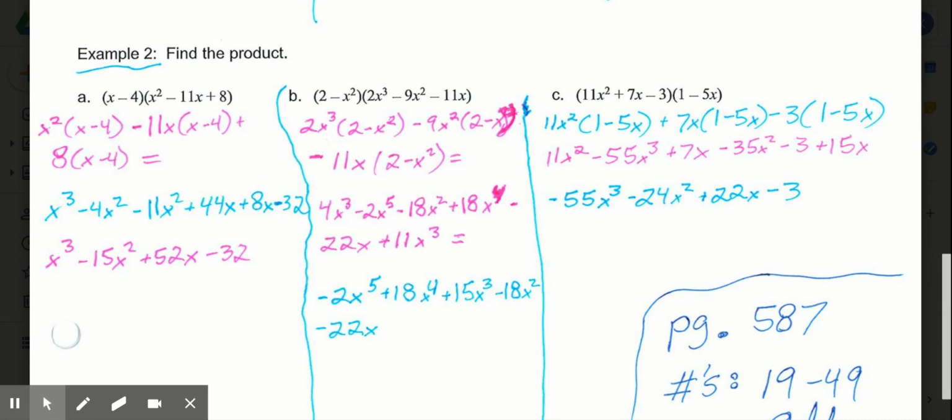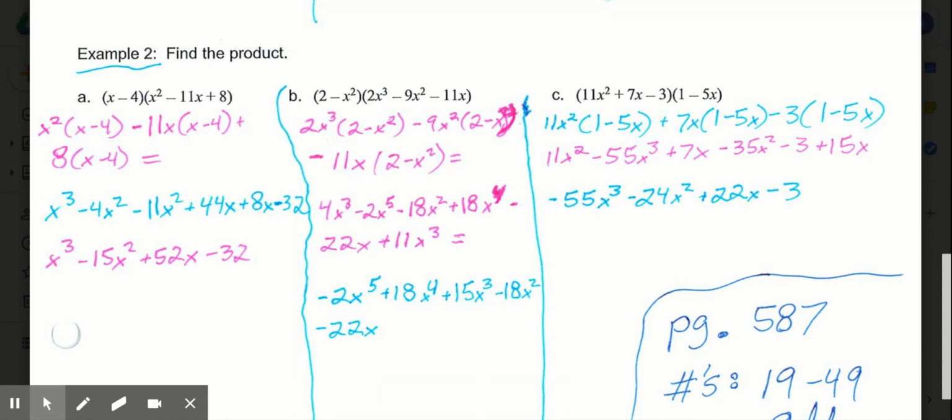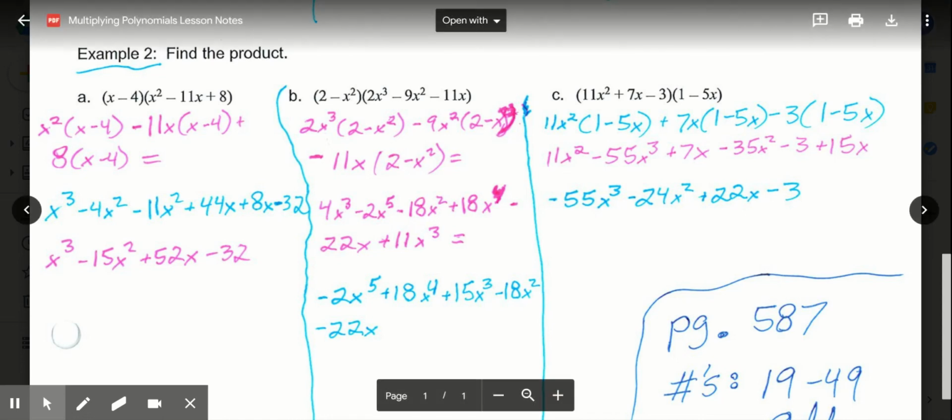So in B, we want to break apart the trinomial. So this can become 2x to the third times the binomial of 2 minus x squared, then minus 9x squared times the binomial of 2 minus x squared, and then minus 11x times the binomial of 2 minus x squared. Then we need to distribute for each part of this.